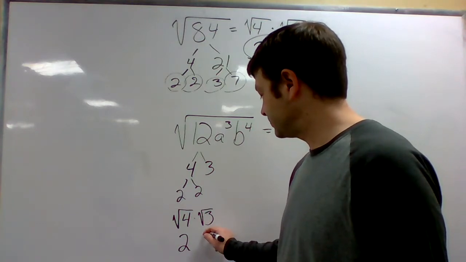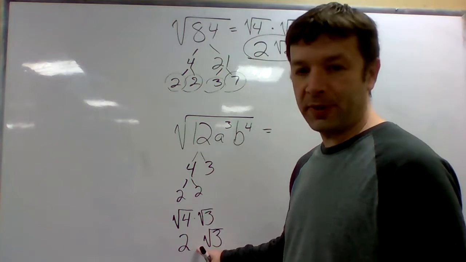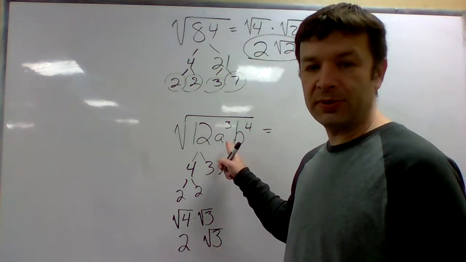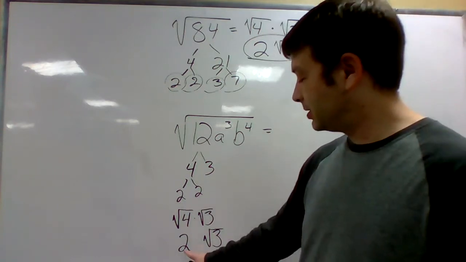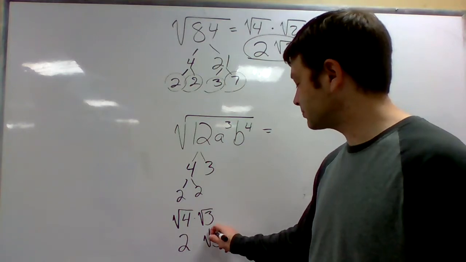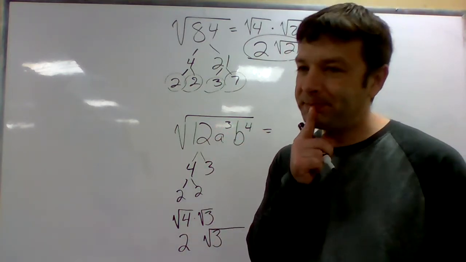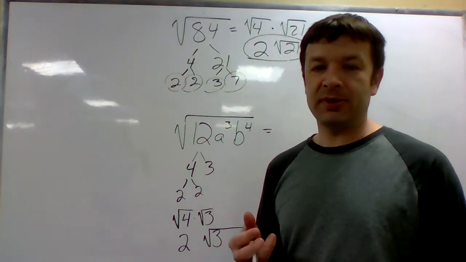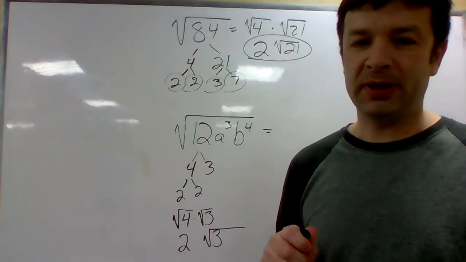I'll leave a gap there because we're going to have to put some letters in that gap, but leave the 2 and then a gap and then a square root of 3. Okay, so kind of like the numbers, the letters, to simplify, we need a double of something.